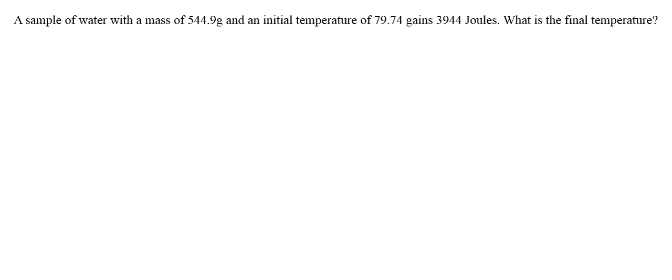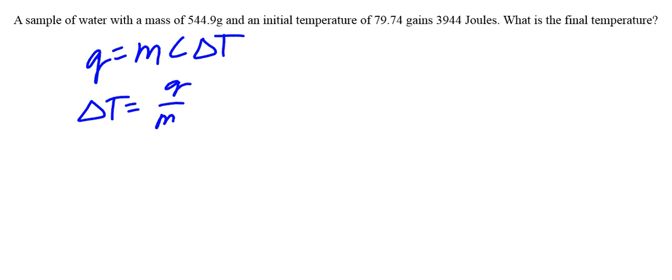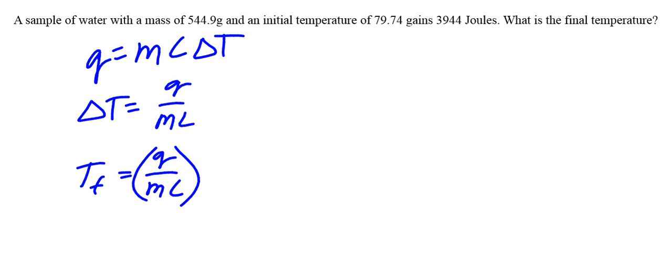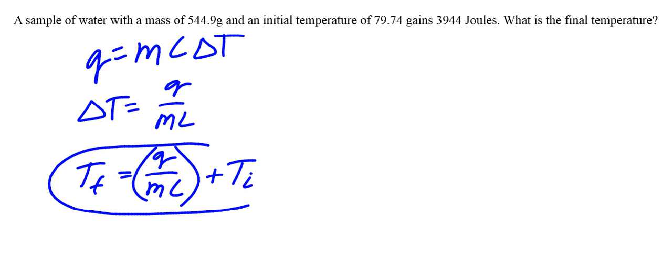So, again, going back to our oldie but goodie, Q equals MC delta T, right? I'm rearranging that to be delta T equal to Q over MC, but I need to rearrange it again to ensure that TF is equal to Q over MC plus the initial temperature, because I'm given the initial temperature. I'm trying to find the final temperature. So this is the equation that we're going to be using.